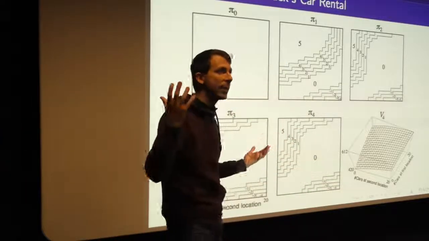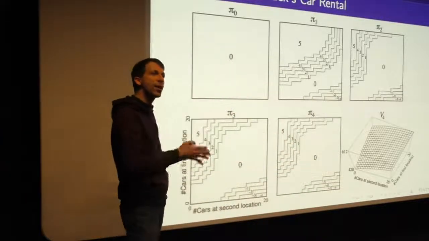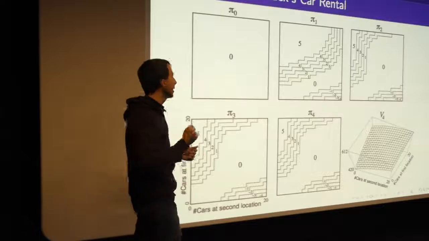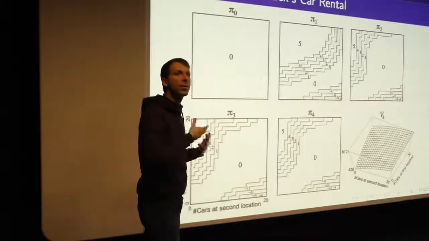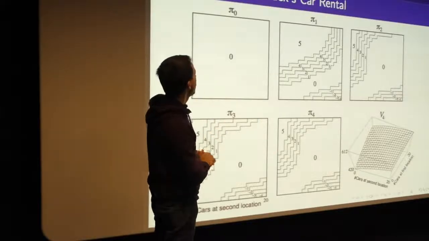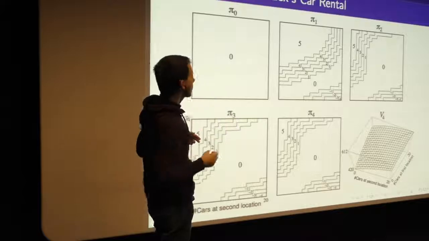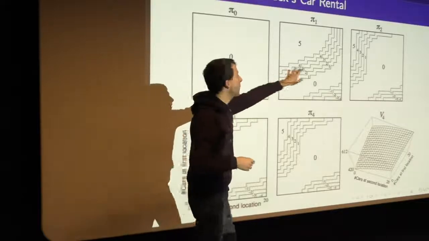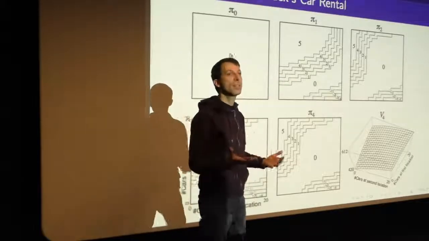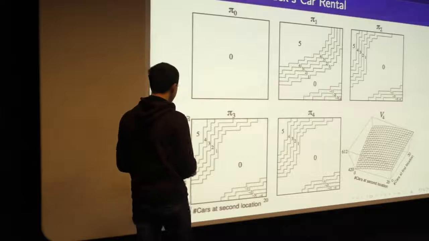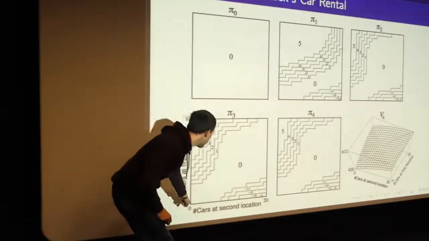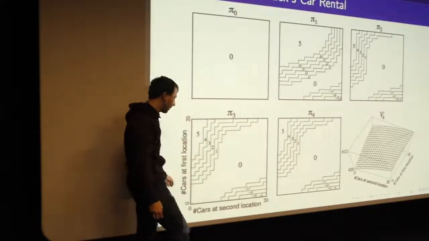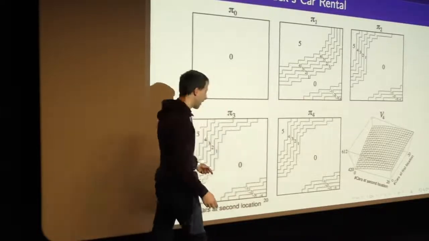What we're going to do is just see what policy iteration looks like. We're going to apply this idea of policy iteration. I know I haven't been concrete yet about the algorithm, I just want to give you a flavor of what it looks like. What we've got here is we're looking at the policies to begin with. These five squares represent the policies that we're considering. The axes are the cars at the first location on the y-axis and the number of cars at the second location on the x-axis.